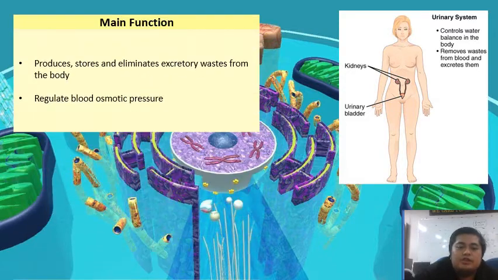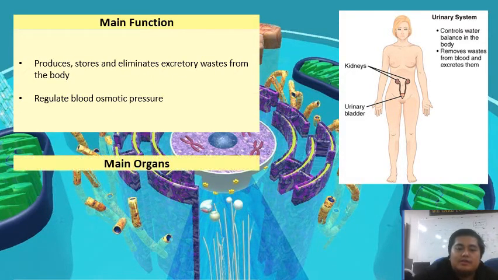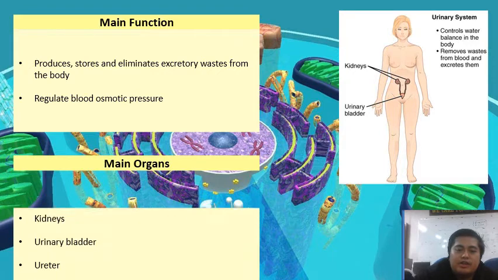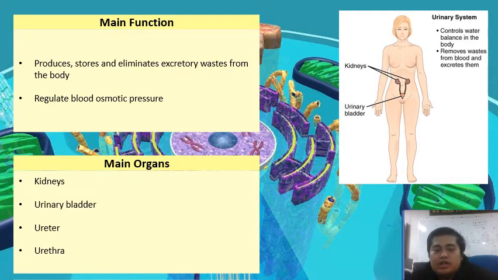Urinary system is used to produce, store, and eliminate excretory waste from the body, and also to regulate the blood osmotic pressure. So main organs involved are the kidney, urinary bladder, ureter, and urethra.